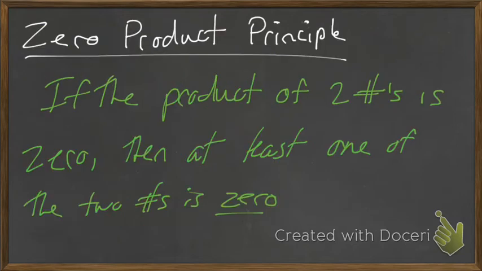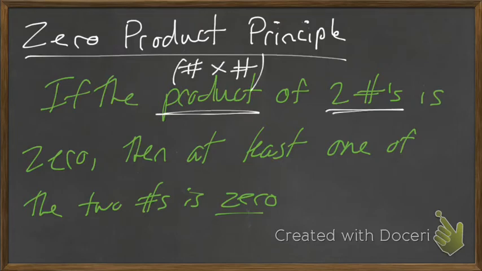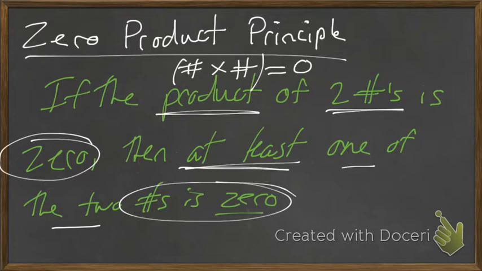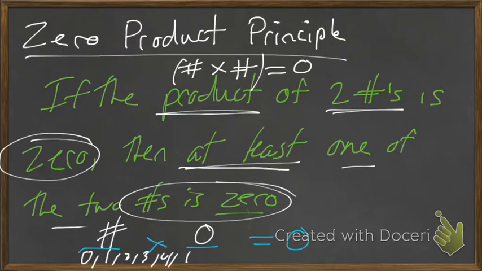Okay? So, the zero product principle. If the product, of course that's multiplication, so number multiplied by number, of any two numbers is 0, so if this equals 0, then at least one of the two numbers is 0. Okay? So, you can test that out. For any two numbers, when you multiply, any two numbers multiplied together equals 0. Doesn't matter what this first number is, can be anything. This one has to be 0. So this first number could be 0, 1, 2, 3, 4, a million, whatever it is. The second number is always going to be 0.